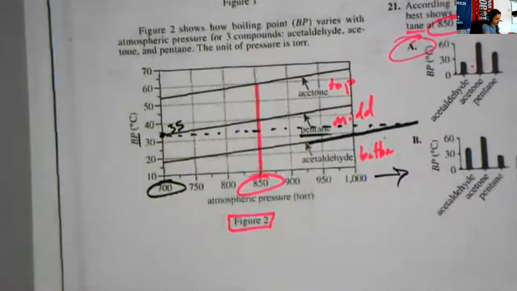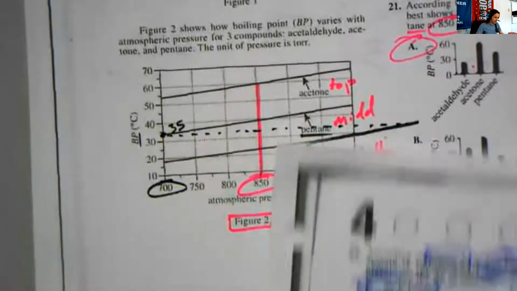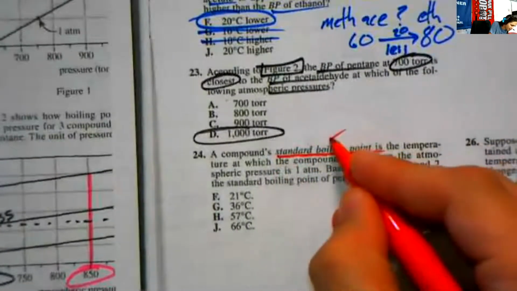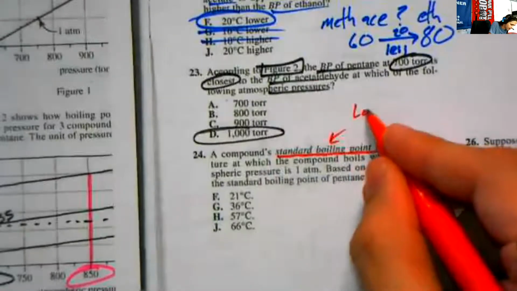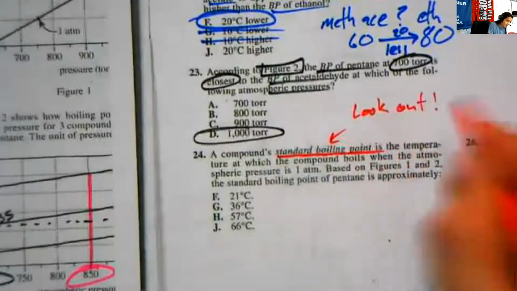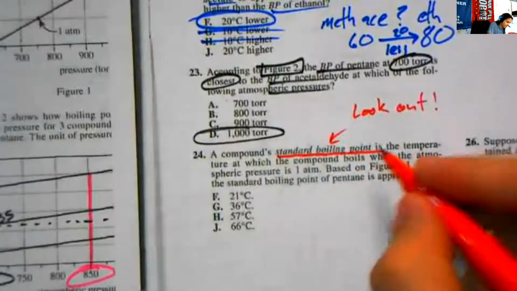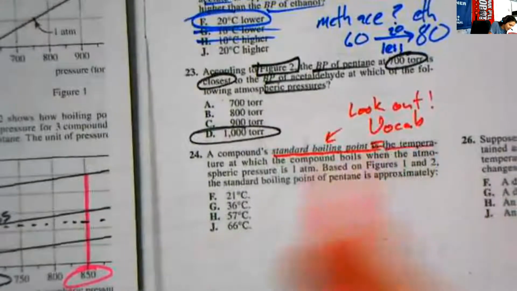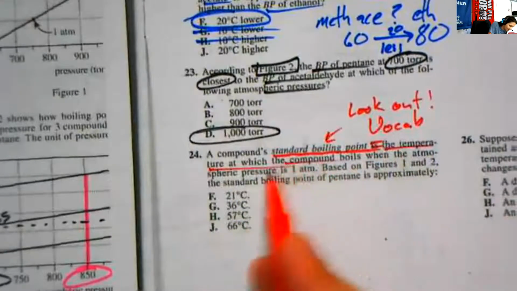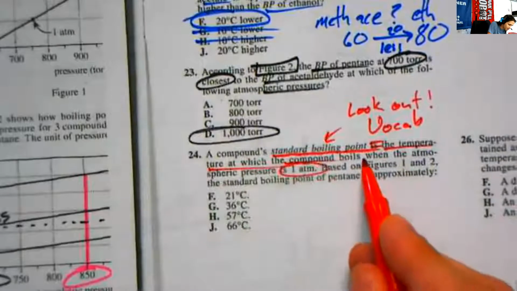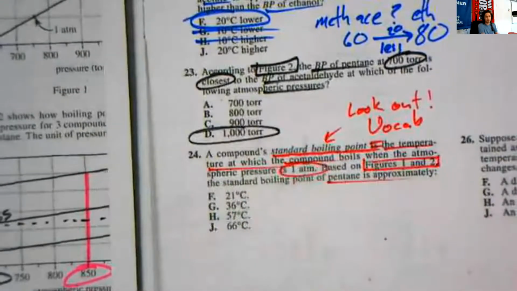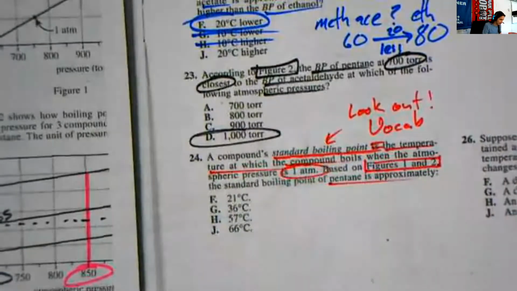Then you guys get to do some homework. How exciting. Number 24. A compound's standard boiling point. Oh no, it's in italics. It's probably important. Look out. That's a new vocabulary word. That's an equal sign. The temperature at which the compound boils, atmosphere of 1 atm. Based on figures 1 and 2, the standard boiling point of pentane is approximately. Okay. So I'm putting together figures 1 and 2.